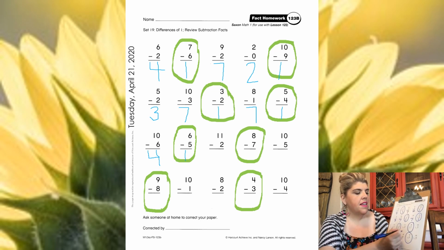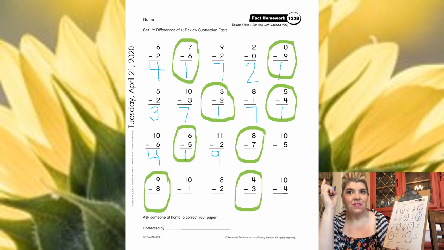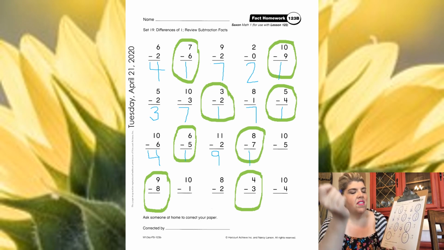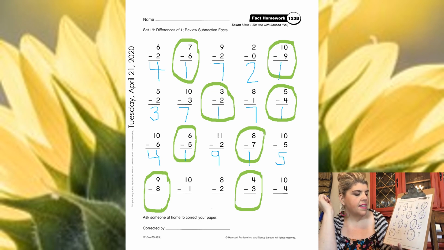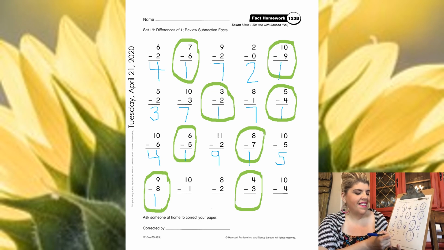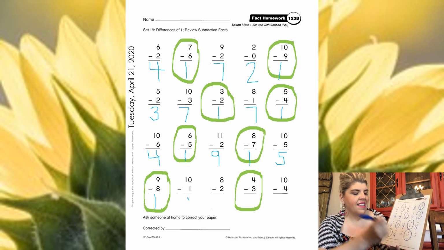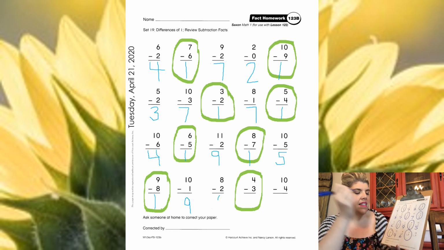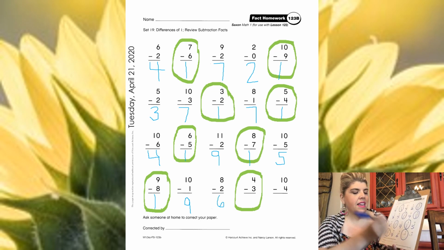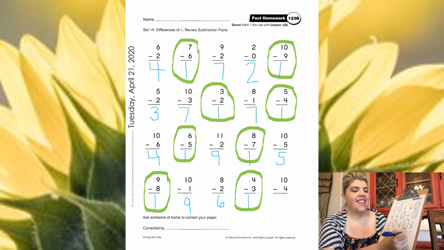11 minus 2 is 9. 8 minus 7, difference of 1. Answer is 1. 10 minus 5 is 5. 9 minus 8 is difference of 1. Answer is 1. 10 minus 1 is 9. 8 minus 2 is 6. 4 minus 3 is 1. Difference of 1. And the last one is 10 minus 4 equals 6.